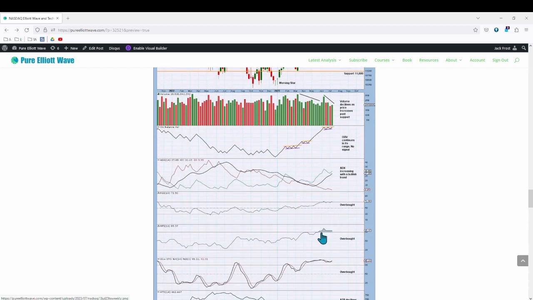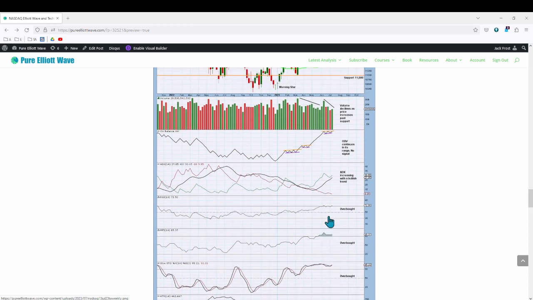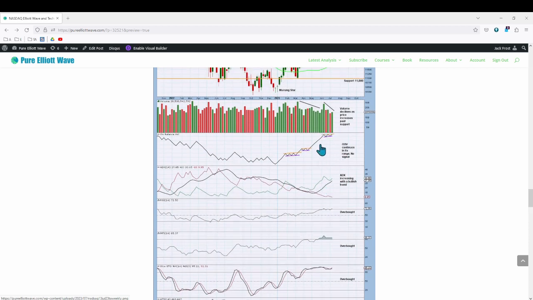Both RSI and money flow are overbought, with ADX increasing with a bullish trend. On balance volume continues in its range. As ADX is increasing, though it is not extreme, this trend still has room to move up before reaching over extreme and being in danger of ending.